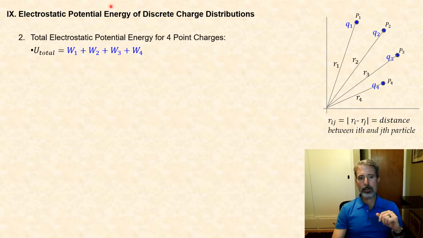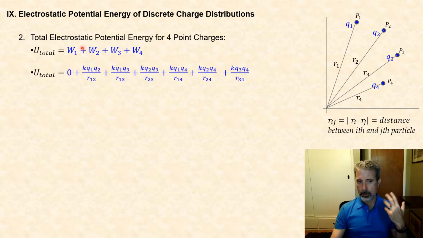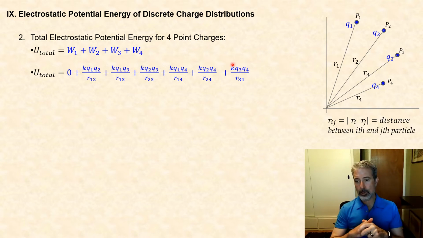So here goes. We had these 4 work terms. You recall that it took no work to bring in the first charge Q1, that's why that's 0. To bring in the second charge required just this amount of work, right? To bring in that third charge required this amount of work here. We had 2 work terms, and to bring in that fourth charge, we had to do work against charges 1, 2, and 3. So we add this all up and we have the total electric potential energy of this charge distribution.